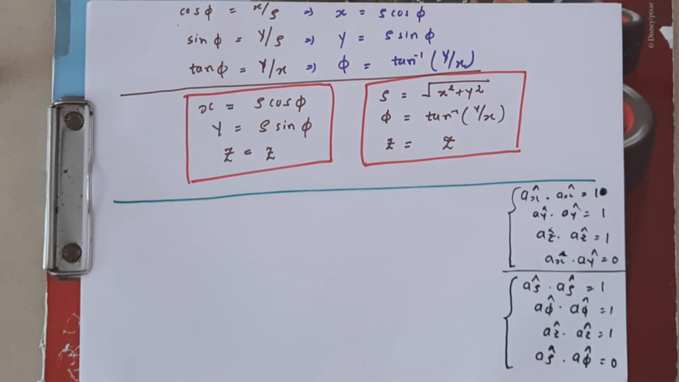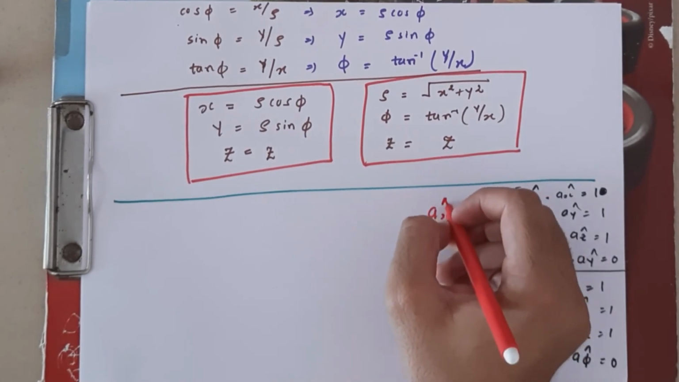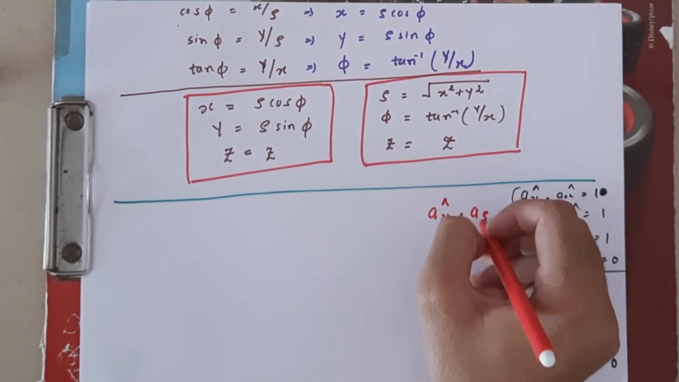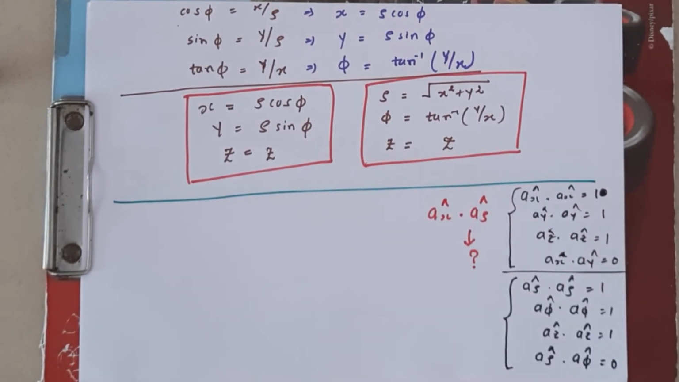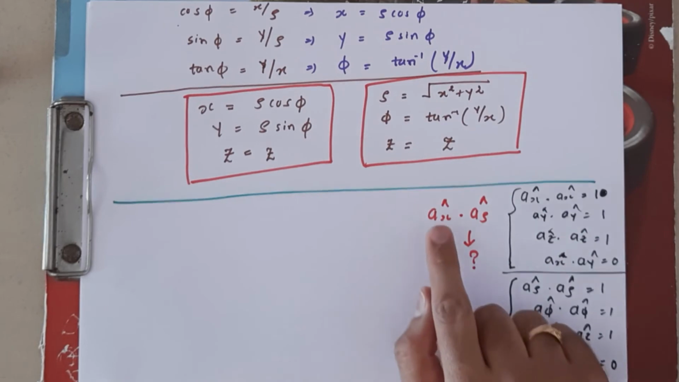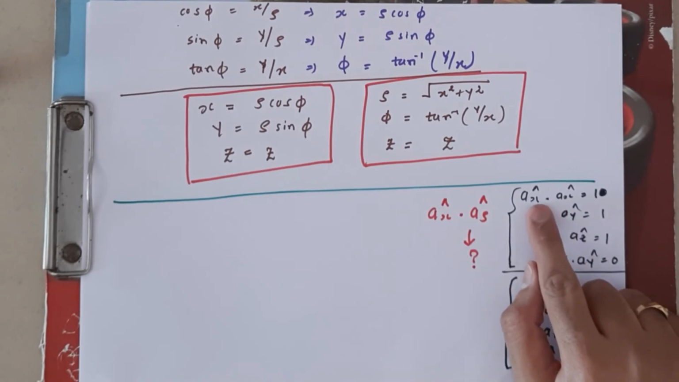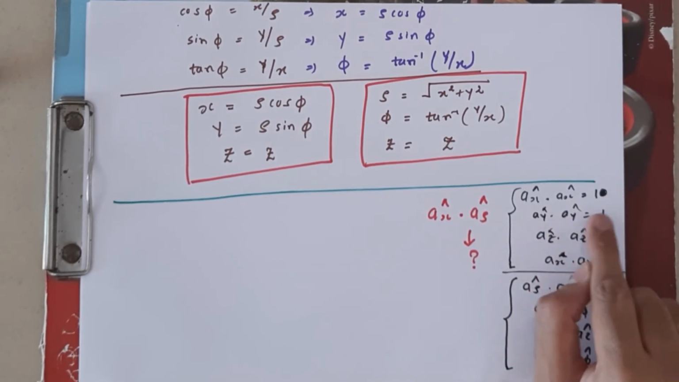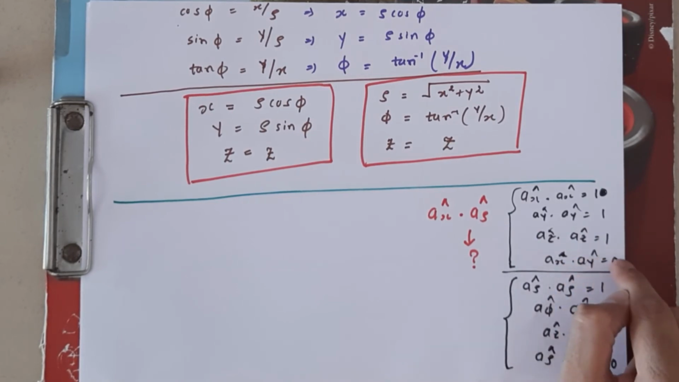Okay, but now the question is, what is a_x dot a_rho? This one is my question. What is the answer of a_x dot a_rho? See here, we cannot say that a_x dot a_rho is equal to 0. Why? Look here, a_x dot a_x is equal to 1, a_y dot a_y is equal to 1, a_z dot a_z is equal to 1, a_x dot a_y is equal to 0.